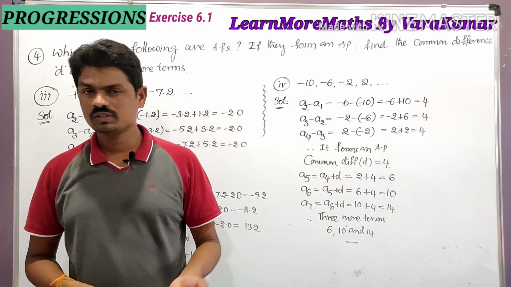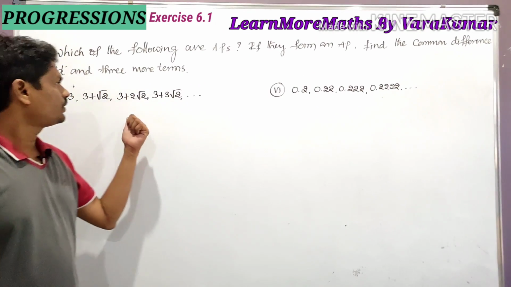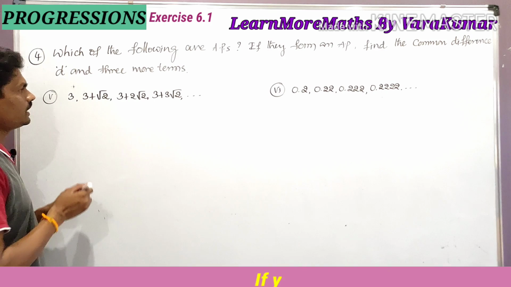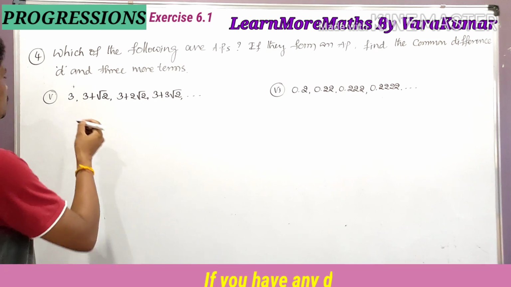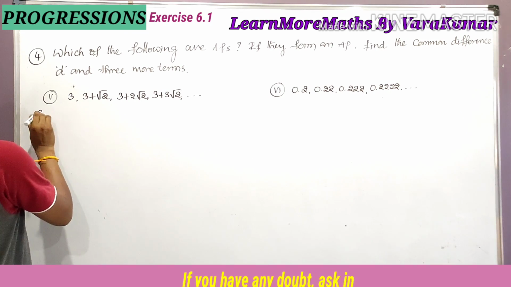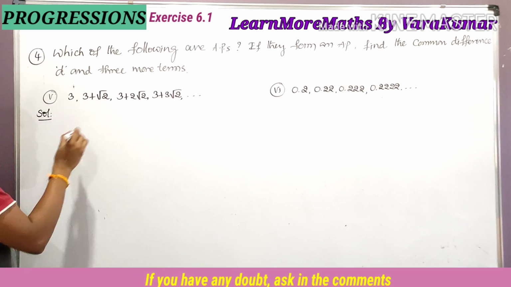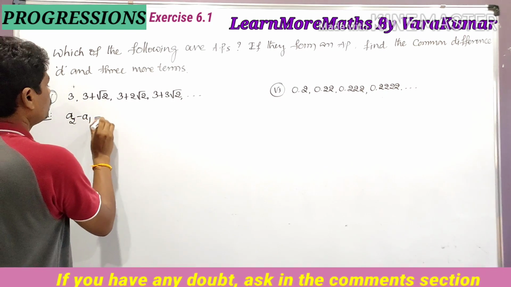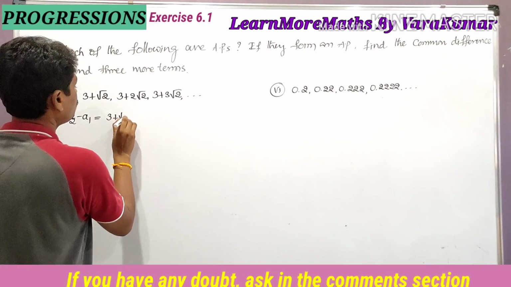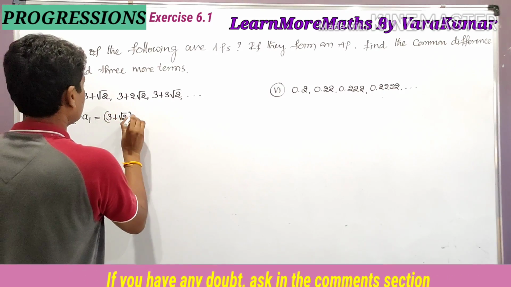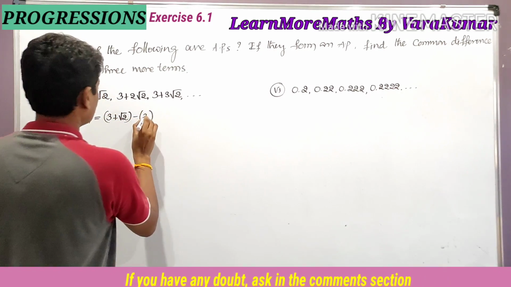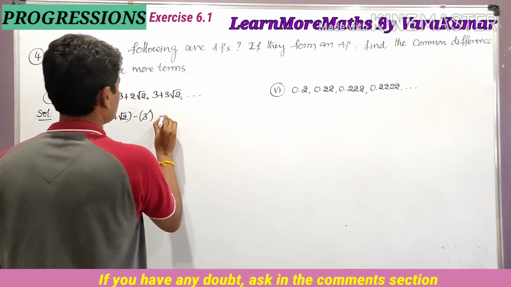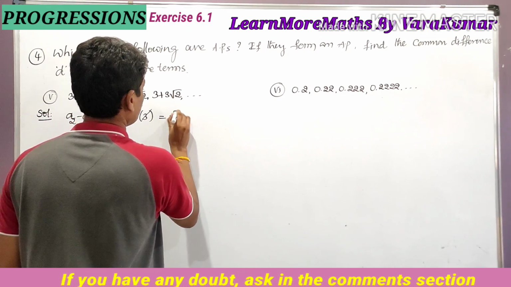Student, next we have to solve the fifth. Student, this is the fifth bit in the fourth problem. Again he has given a series. Now again we have to check whether it forms an AP or not by finding the common difference of the successive terms. I am finding a2 minus a1. a2 is 3 plus root 2, minus a1 which is 3. So minus 3 plus 3 gets cancelled, student. It is root 2 we can get.